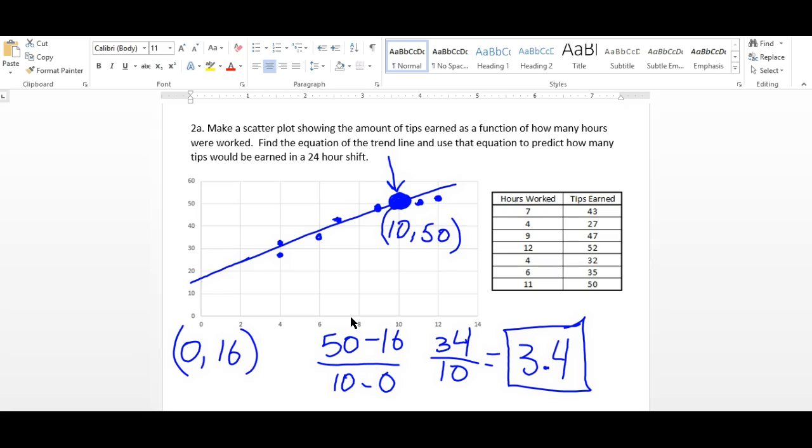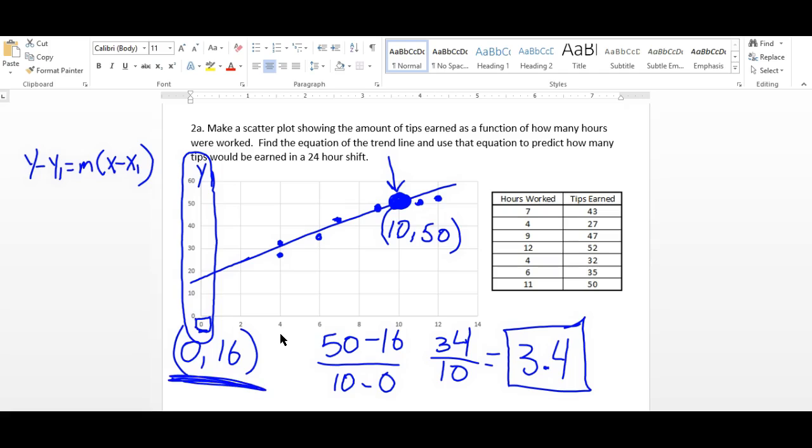I could use the point slope formula, y minus y1 equals m times x minus x1. But there's a shortcut here. If you look at this graph, it is showing me the y-axis. I know this is the y-axis because it is 0 right here. So I can look at this graph and tell what the y-intercept is going to be, and I actually use that as one of my points. It's 16. So my equation can be y equals 3.4x plus 16.